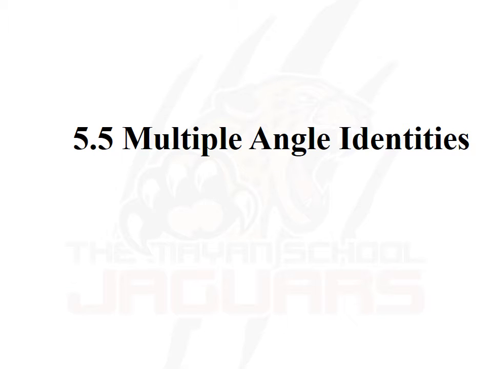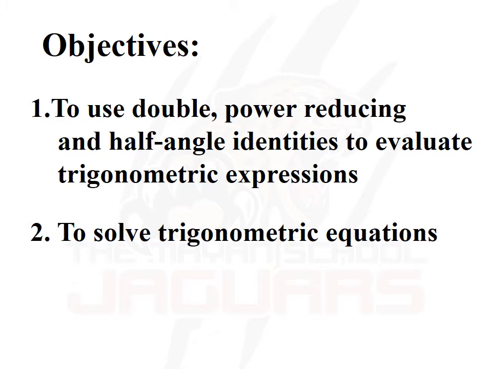This week we will study section 5.5, multiple angle identities. The objectives of this section are to use double, power reducing, and half angle identities to evaluate trigonometric expressions and to solve trigonometric equations.